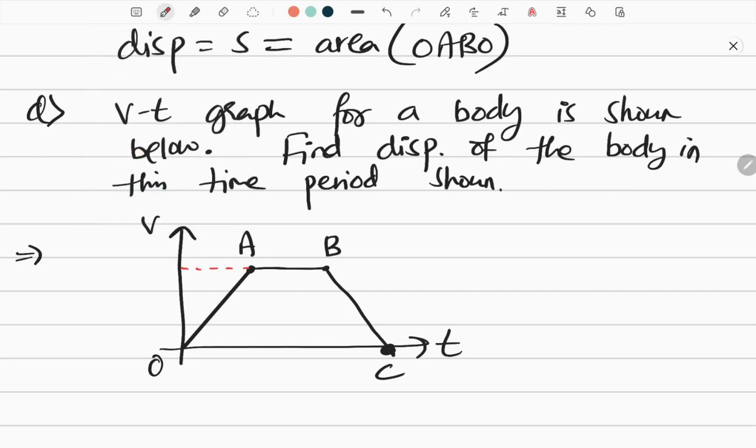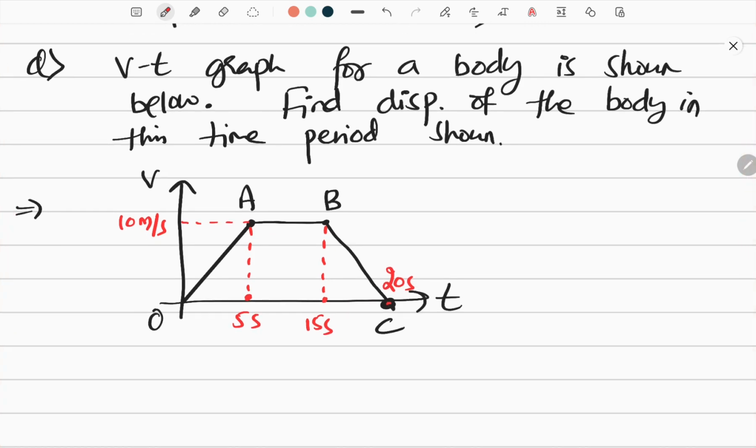This point A is representing, for example, 10 meter per second, and this was up to, let me take it as 5 seconds. This is 90 degrees, you know that. Afterwards we are taking this up to 15 seconds, and then 20 seconds. Have a look at this and try to find out the displacement.